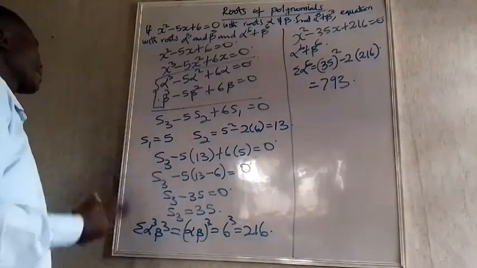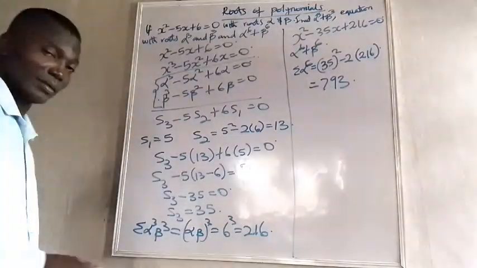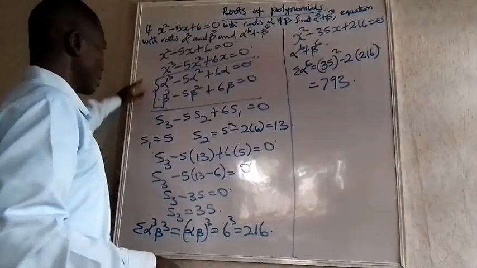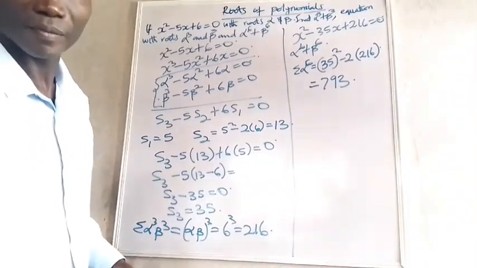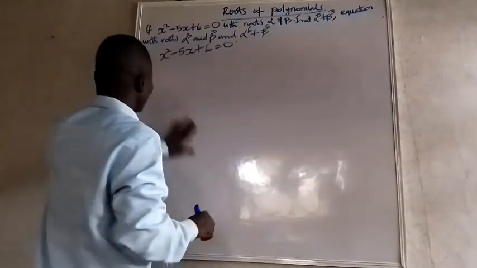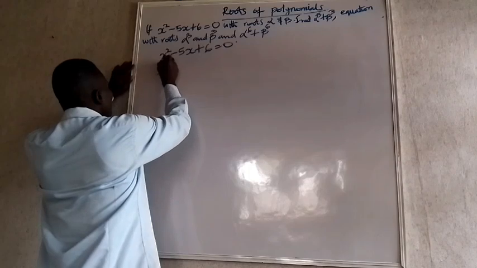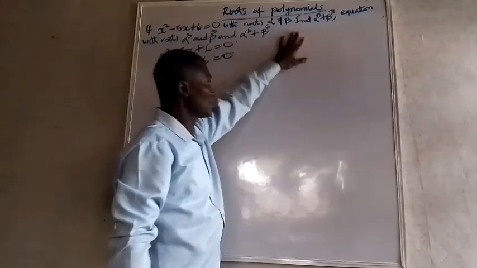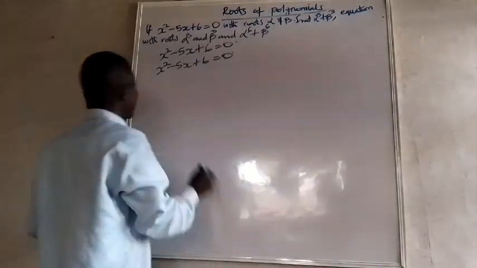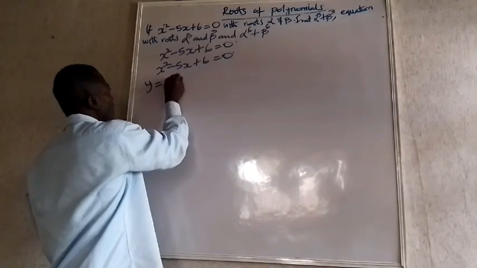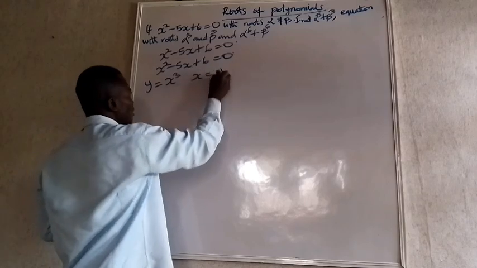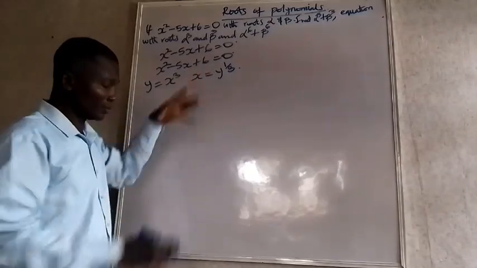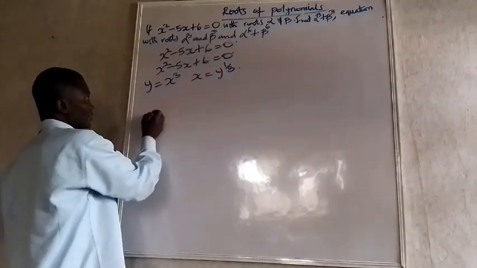Now let's look at the last method, which is substitution. This one is recurrence. Now let's look at this. We have x squared minus 5x plus 6 equals 0. And we are going to form another equation with alpha cube and beta cube. So we can now say y equal to x cubed. Therefore, x is equal to y raised to power 1 over 3.